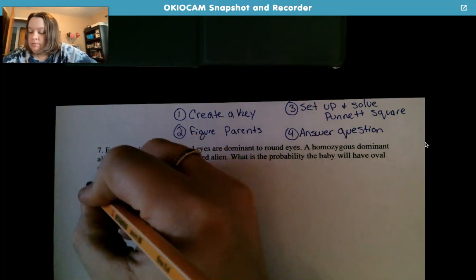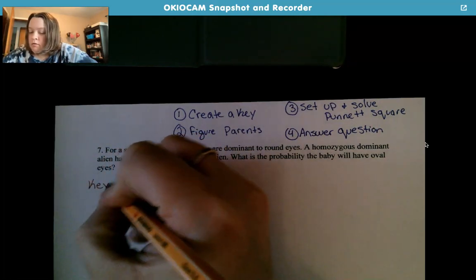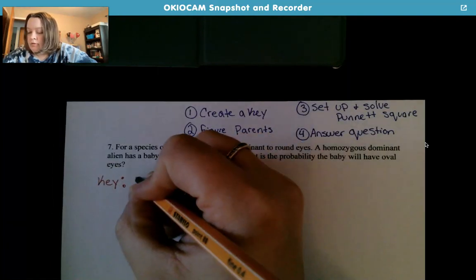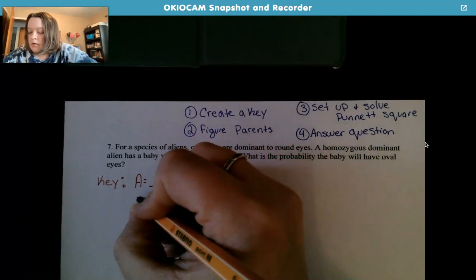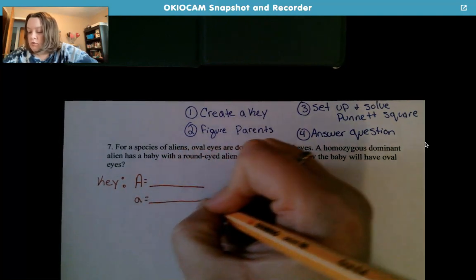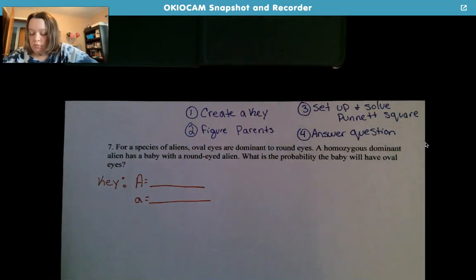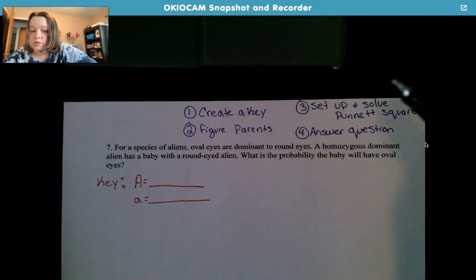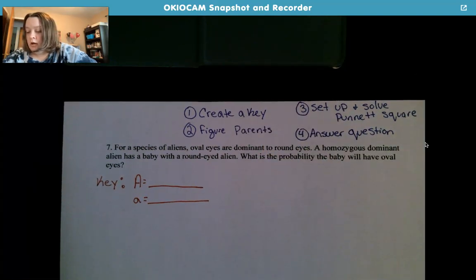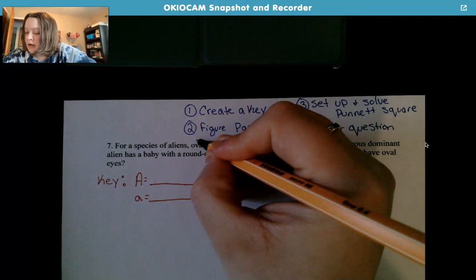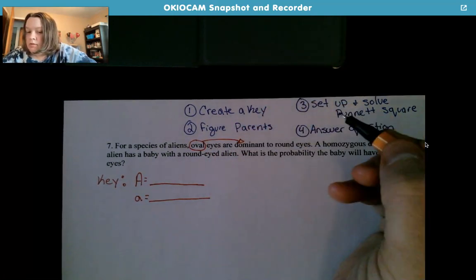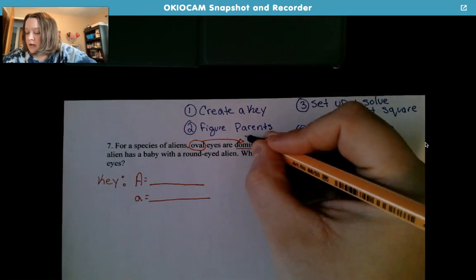That means assigning letters. So I'm going to have capital A, and I'll have a lowercase a. And again, you can use whatever letter from the whole alphabet that makes you happy. I just like A's, so I stick with A's typically. So our first sentence typically is going to give us what's dominant and what's recessive. So oval eyes are dominant. That means, remember, dominant means capital letter.